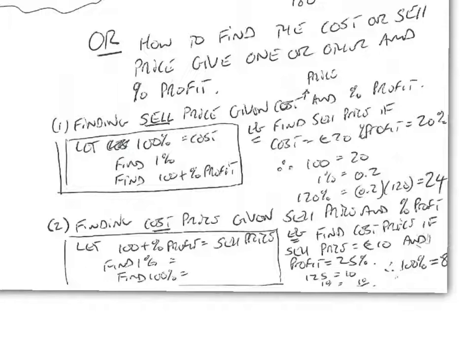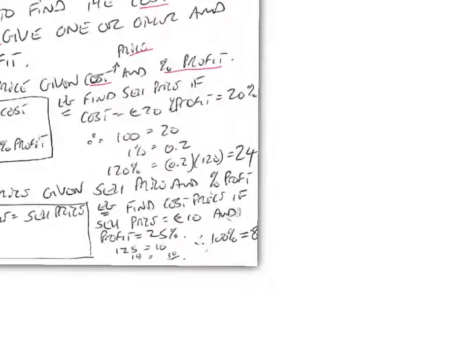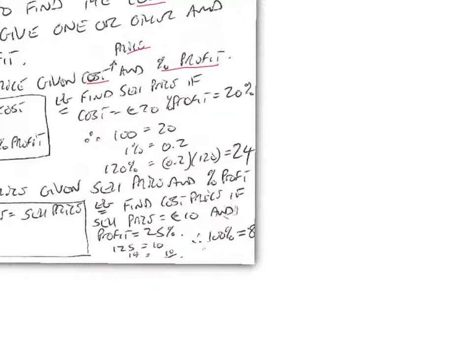And towards the end of this chapter we met problems which asked us to find the cost or the selling price of an article given the percentage profit or loss made. Okay, so the first type we may have met was to find the selling price when we were given the cost price and the percentage profit. For example, find the selling price of a DVD which cost 20 euros and was sold at a profit of 20%.